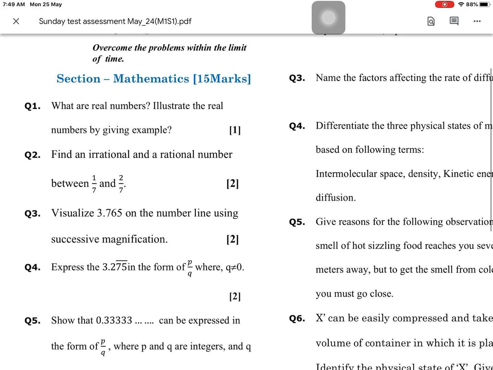What is the third question saying here? Visualize 3.765 on the number line using successive magnifications. These questions I will deal with in today's lecture right now. This means representation of a decimal on the number line. So I will tell you about decimal representation on the number line. What is the decimal representation on the number line?